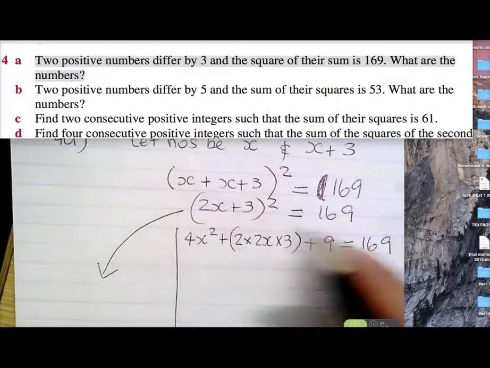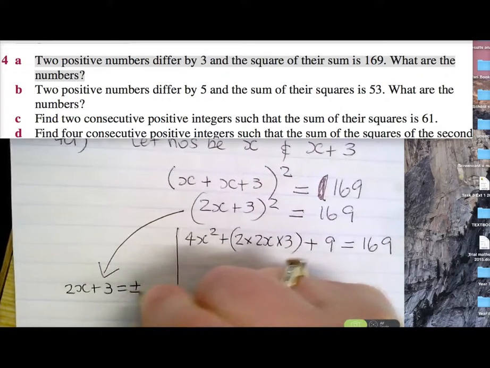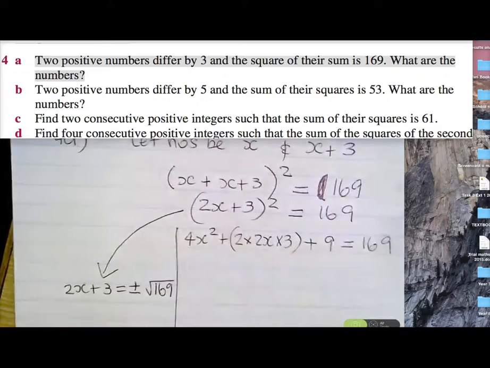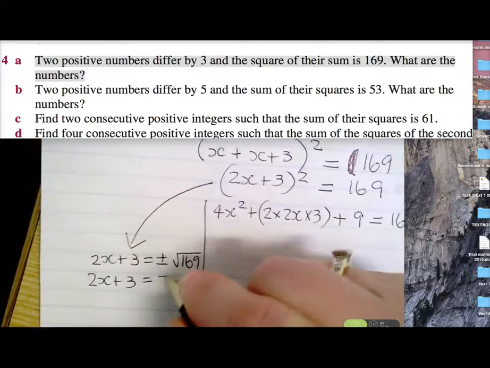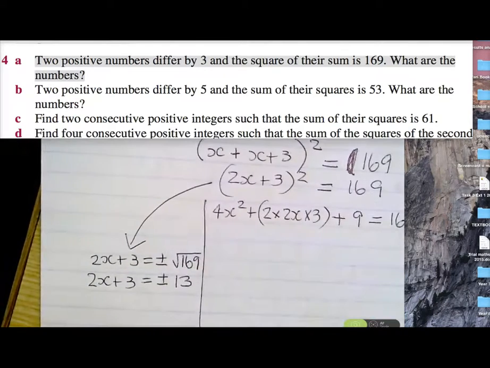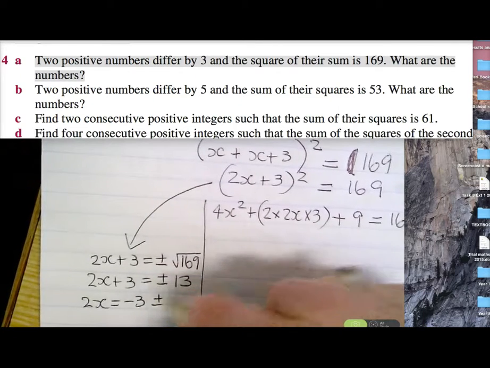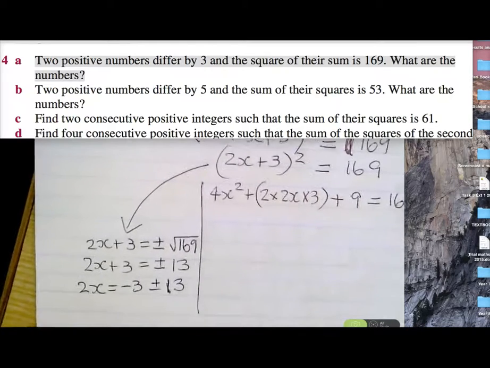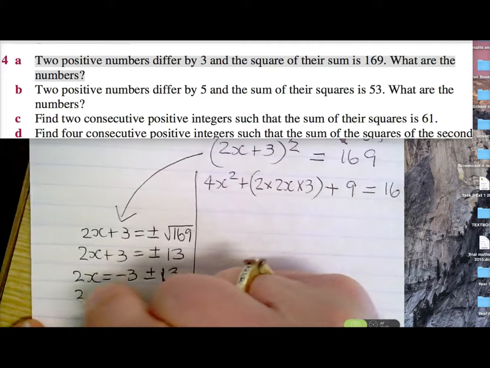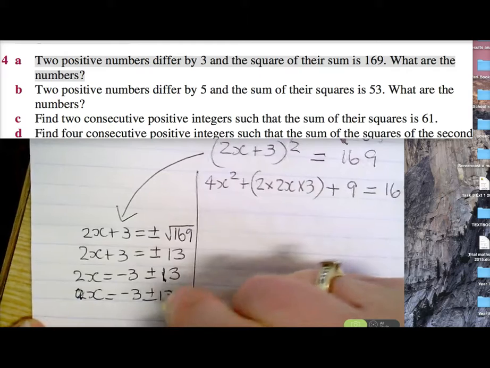See how we've got 2x plus 3 squared is 169? You go 2x plus 3 equals plus or minus square root of 169. Do you remember that? Yeah. Which is 2x plus 3 is plus or minus 13. Now what do we do? Take the plus 3 over and put it in the front. 2x is minus 3 plus or minus 13. There is a bit of work here, girls, the other way. And then we get 2x, x is minus 3 plus or minus 13 over 2.